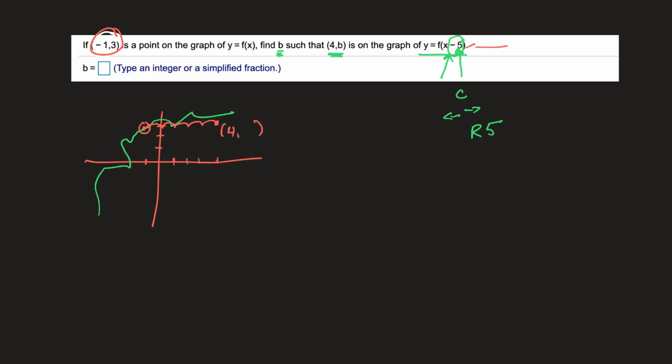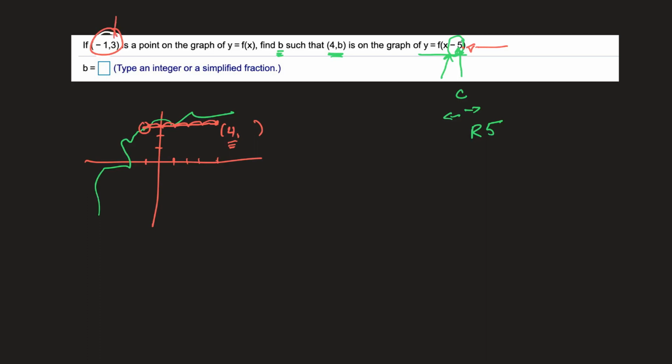So that's the only transformation that happened to the graph. So it didn't move up or down. It didn't get stretched one way or the other way or flipped. All that happened was it got moved to the right 5. So if it got moved to the right 5, so the new x value before, the y value would have to be the same because it didn't move. It didn't go up or down. It just moved to the right.